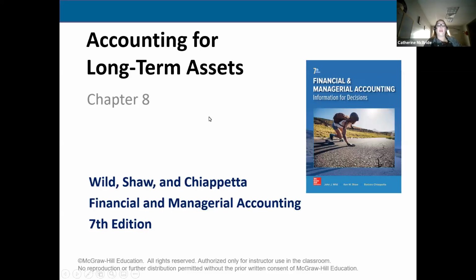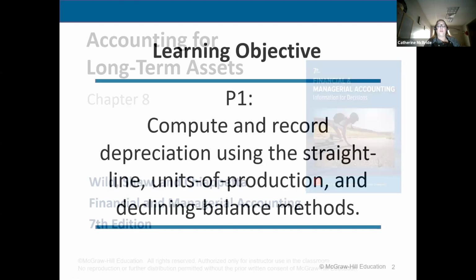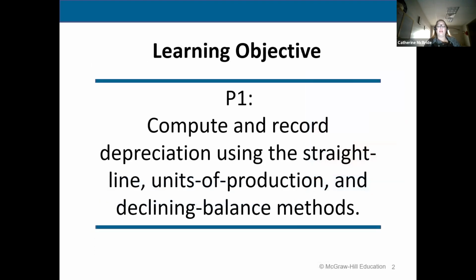Hello class, we are going to look at 3 different ways of calculating depreciation. And the good news is that the first way we've already looked at before. When we covered adjusting entries in week 2, we went over how to do straight line depreciation. So that's what we're going to review first, and then we're going to do units of production and declining balance. Declining balance is the only method that is really different.